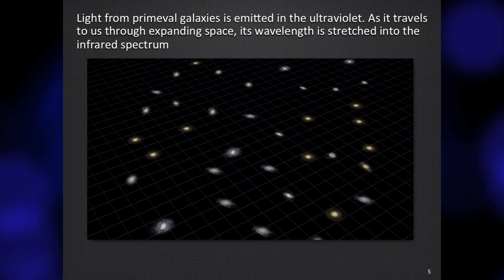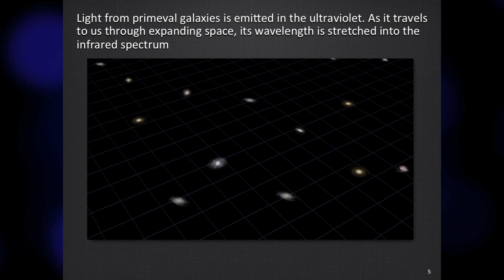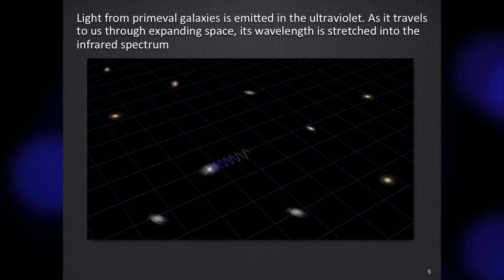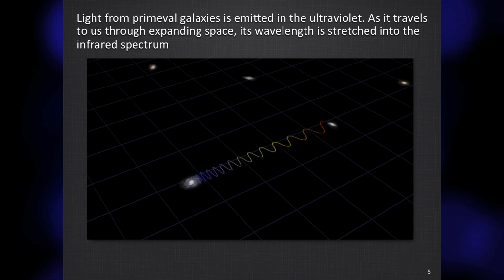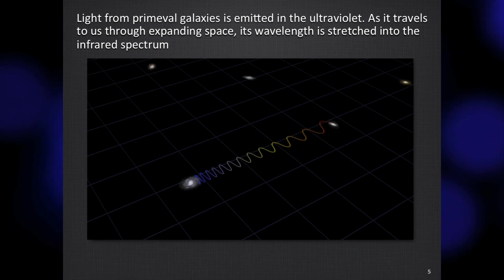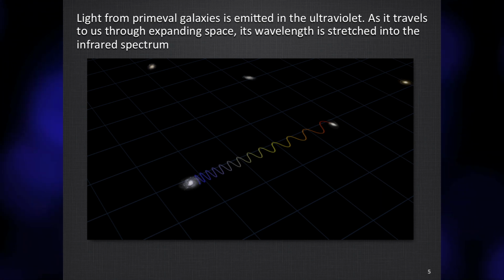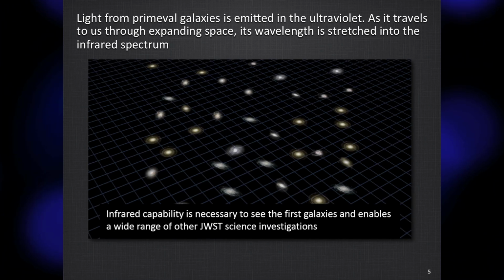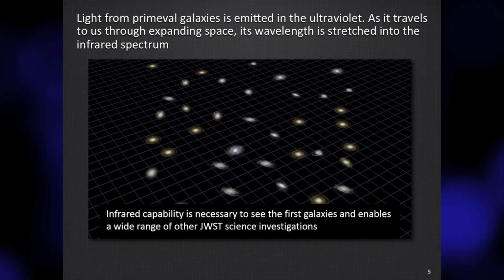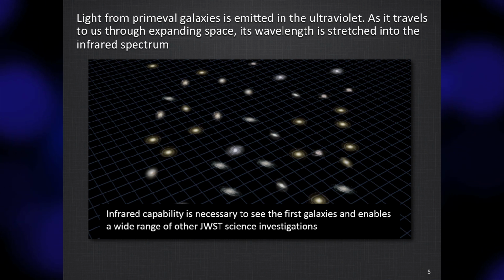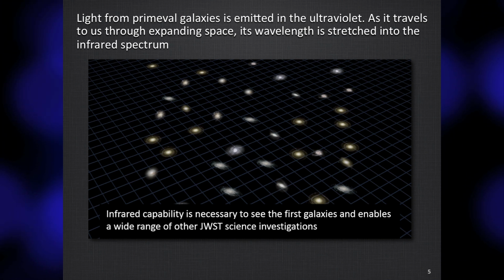Now, the light that's emitted from these very distant primeval galaxies is emitted in the ultraviolet part of the spectrum. But as it travels to us through the expanding space, the wavelength is stretched into the infrared. So to see it today, we have to build an infrared telescope. That's one of the reasons why Hubble cannot see the cosmic dark zone. It's not an infrared telescope.